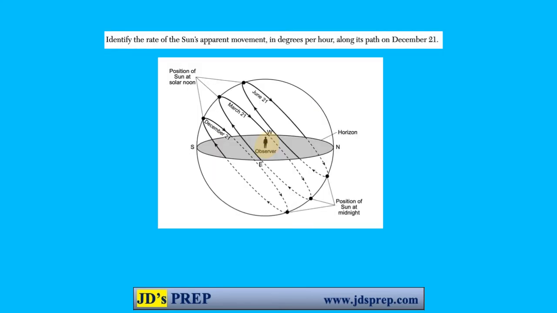Our next question is asking us to identify the sun's apparent movement in degrees per hour along its path on December 21st. That's the path here. In that day, the sun moves 360 degrees around this circle that I've just mapped out. In 24 hours, our correct answer is 15 degrees per hour.